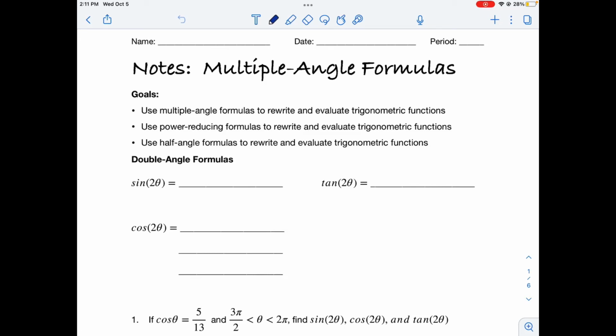Okay, today we're going to do our last section in this analytical unit. We're going to talk about multiple angle formulas. We're going to look at the multiple angle formulas to rewrite and evaluate trigonometric functions, the power reducing formulas, and the half angle formulas. So we're going to start with our double angle formulas.